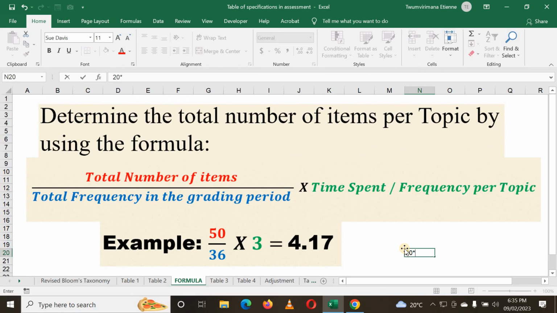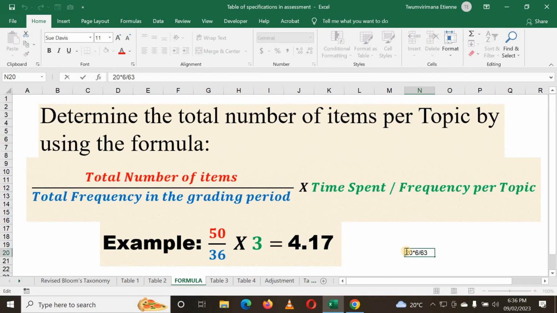Times the time spent. Maybe the unit has 6 periods, must be taught in 6 periods. And then you divide by the sum of all periods in the topics that you have put there to be assessed on. There it is 36, but you might have another number. Maybe you can totalize the periods and you find maybe 63. It is an example. And here you just have to do it like this.